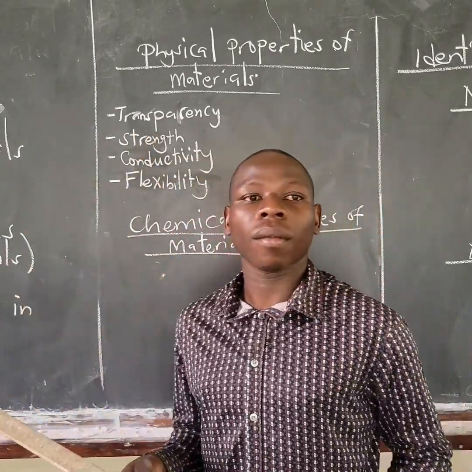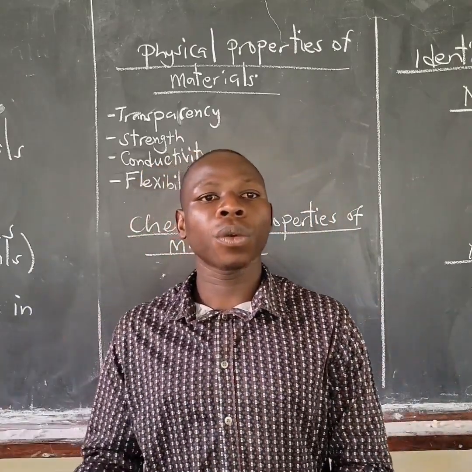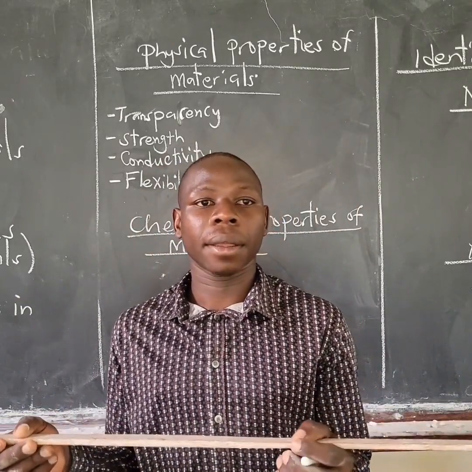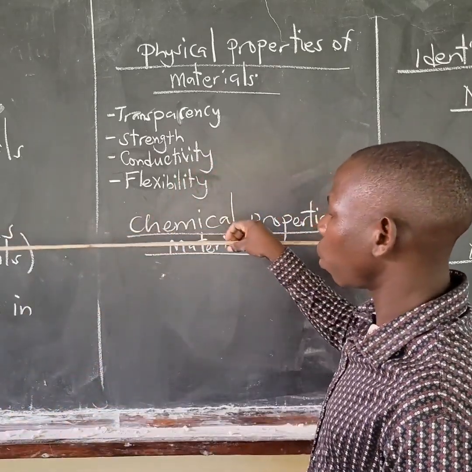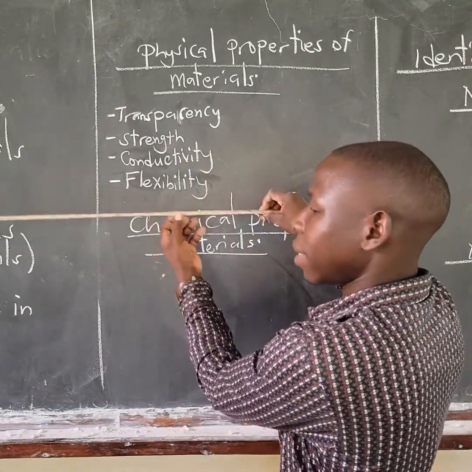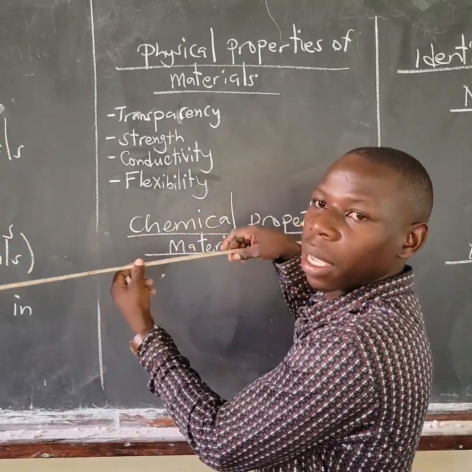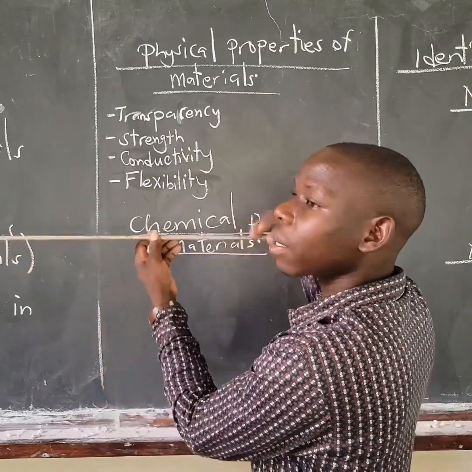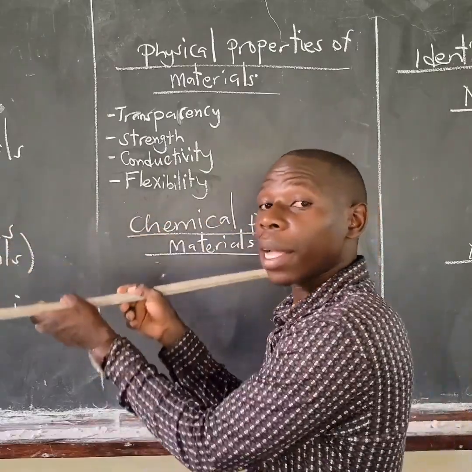Strength. In strength, we are looking, can it be able to hold a weight without breaking? Assuming we use this meter rule and we suspend it here, then we place a weight at this level or at this point. A weight, let me say 1 kilogram mass downwards. Can this meter rule hold this 1 kilogram mass without it breaking?